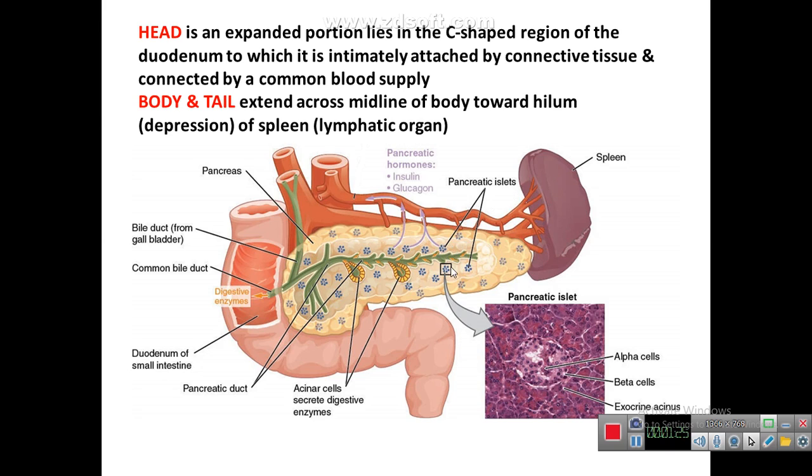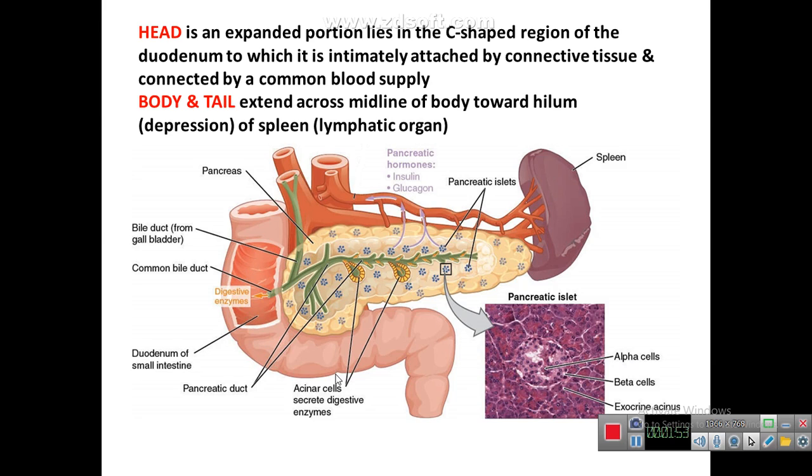These purple colored structures are actually the pancreatic islets known as islets of Langerhans. They consist of different types of cells including alpha cell and beta cell. Islets of Langerhans are endocrine in nature, meaning they release hormones including insulin and glucagon. This is the bile duct with the help of which bile from the gallbladder enters into the duodenum.